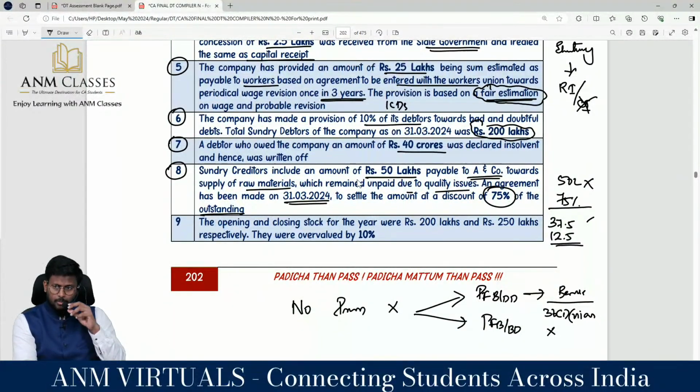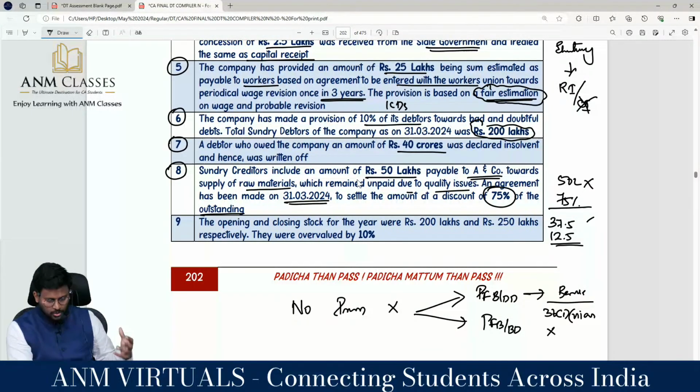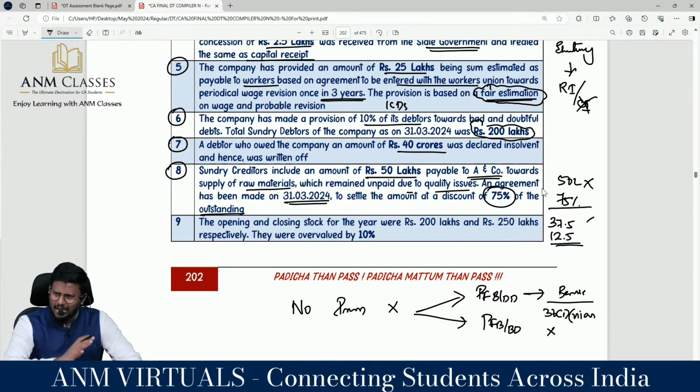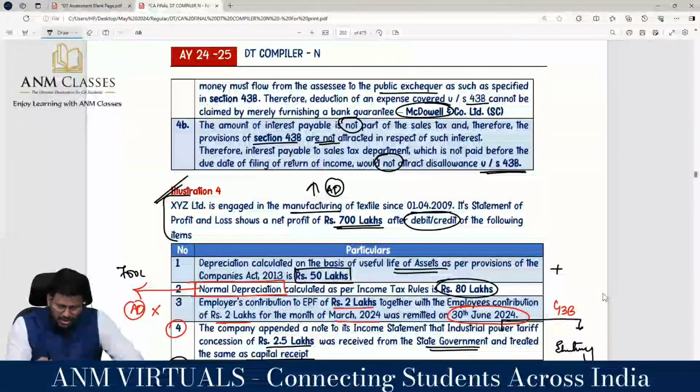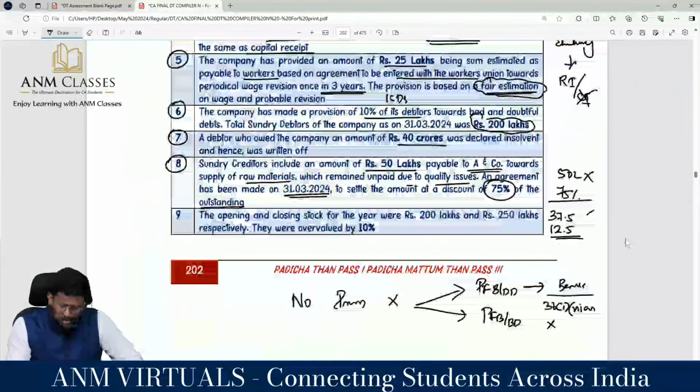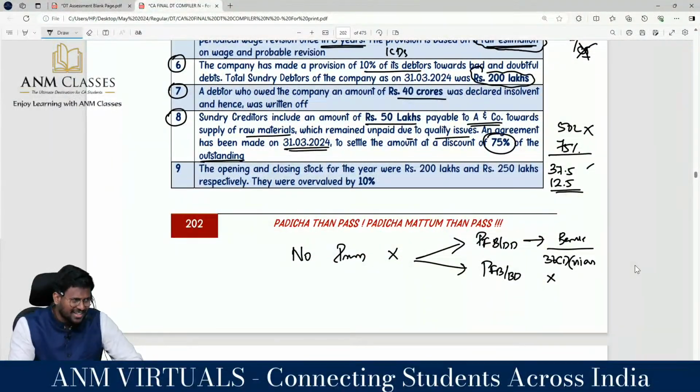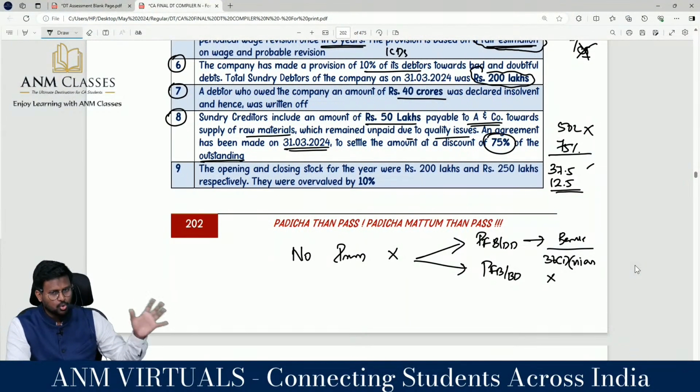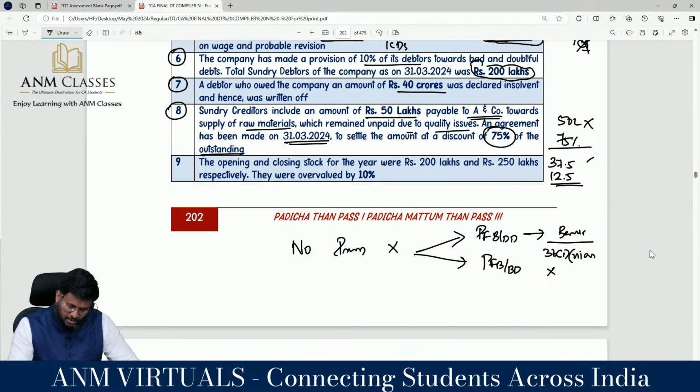Sundry creditors include an amount of 50 lakh payable to A and Co towards supply of raw material which remain unpaid due to quality issue. An agreement has been made on 31/3/2024 to settle the amount at a discount of 75% of the outstanding. So, இது வந்து ரன்னிங் அக்கவுண்ட்ல எஃபெக்ட் பண்ணலன்னா சொல்லல. இந்த ஐட்டத்தை எல்லாத்தையும் ஆட் பண்ணி தான் என்ன பண்ணிருக்காங்க? ஆன்சர் கண்டுபிடிச்சு net profit கண்டுபிடிச்சிருக்காங்க. So already credited to P&L account. So no adjustment is required.